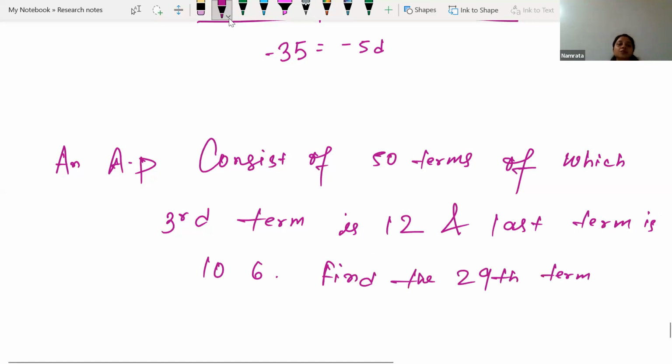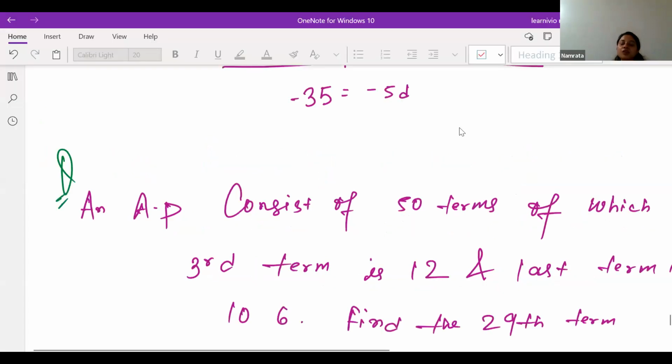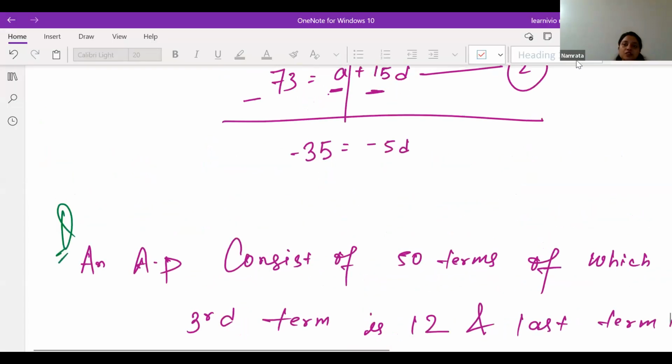Anyone, how can we proceed over here? How can we do this? Just like the previous one. Do we have to find A and D first? Yeah, we have to find A and D at first. Then only we'll be able to find the 29th term. But how to find A and D at first? What shall I write at first over here?